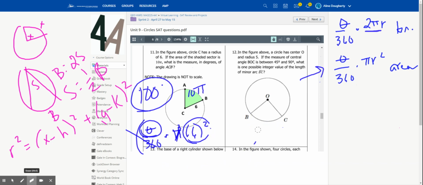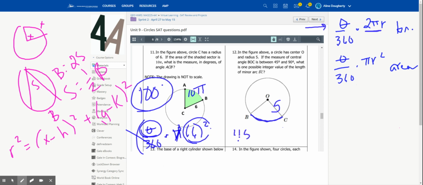In fact, maybe our more practice is going to come right here. In the figure above, the circle has a center of O and a radius of 5. The measure of the central angle is between 45 and 90. What is one possible integer value of the length? Okay. So we're going to have to do this equation, but we're going to have to do it twice. Once with a 45 and once with a 90.